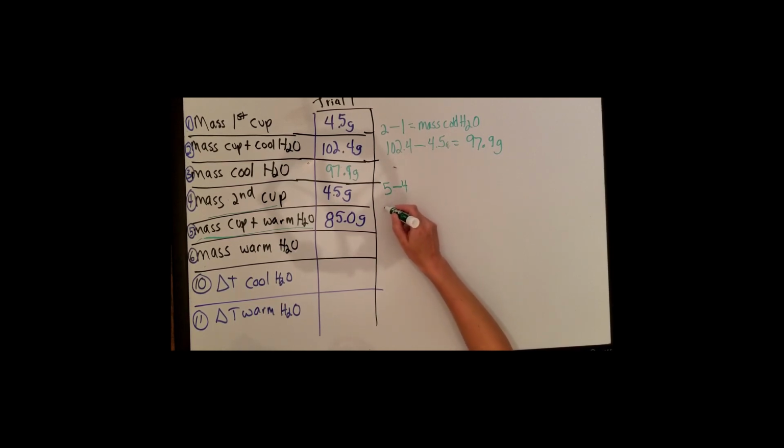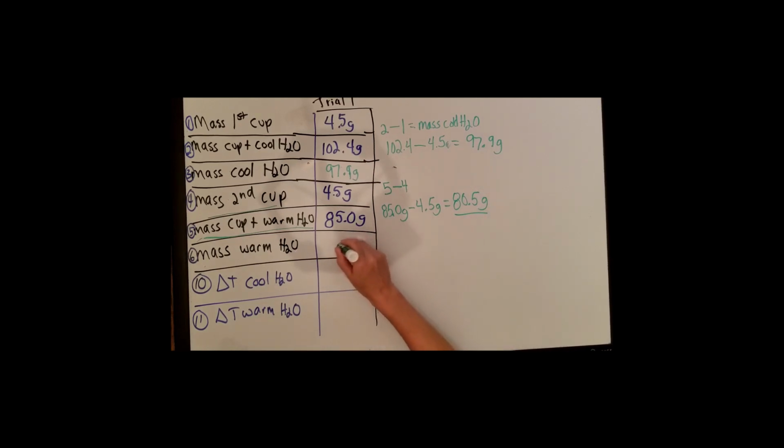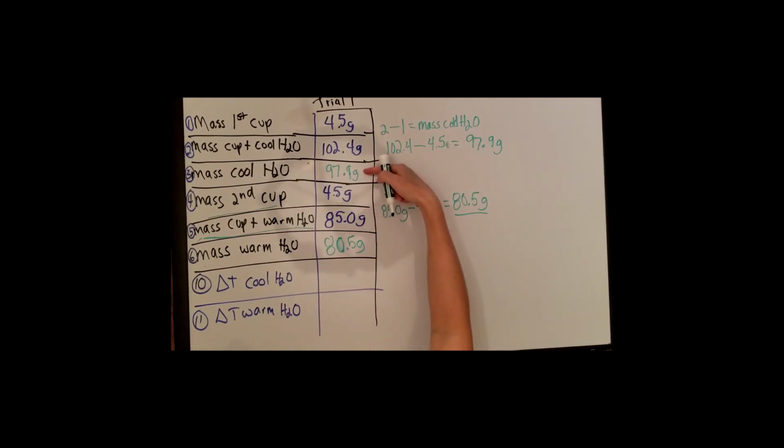So that gives me 85 grams. Cup with warm water, subtract out just the cup, which is 4.5 grams, and we get 80.5 grams. So 80.5 grams of warm water. So we are taking 80.5 grams of warm water and mixing it then with that 97.9 grams of cold water. Okay, so we mixed them together, stirred them for a little bit, and then took the final temperature.